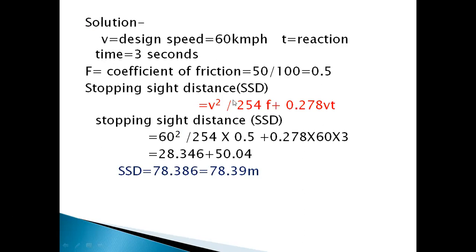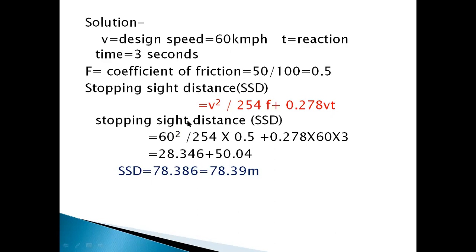Now the formula for stopping sight distance is v square divided by 254 f, plus 0.278 v into t. Now put all values into this formula.